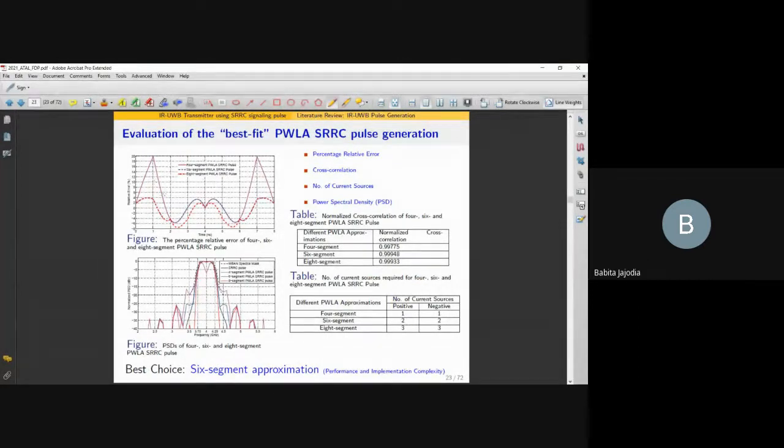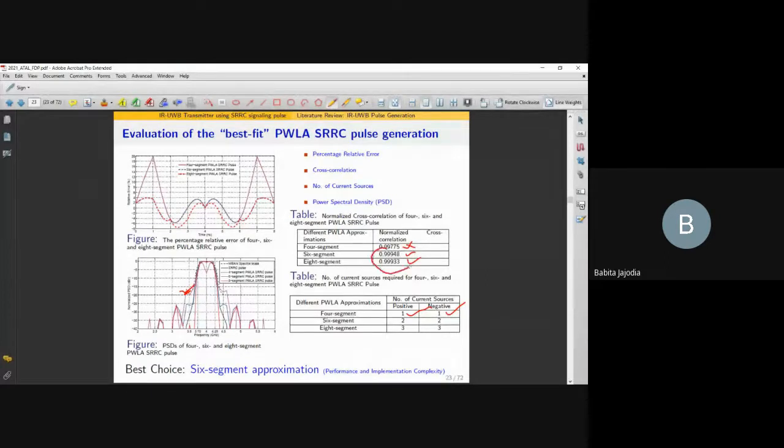The 4 segment was giving the worst relative error. Then we tried the power spectral density. You can see the actual one was red and this purple one was for the 4 segment. You can say it's going out of the loop, so this is not acceptable, even if it might be acceptable in terms of the number of current sources. Then again we tried with the 6 and the 8 as well, and we also tried to find the cross correlation. This is giving the worst one, so this is almost acceptable.